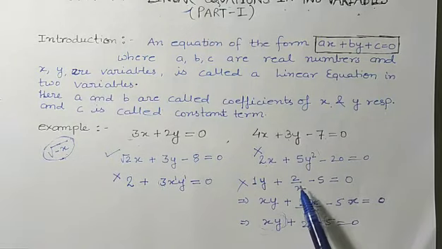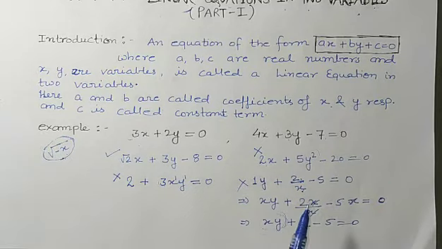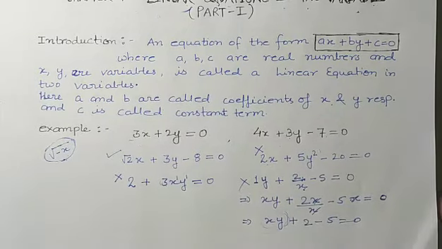Okay, and how can you check directly? Since this x is in the denominator, when you shift it, you will get x to the power minus 1. So the power should not be minus 1, students. The power should be 1 only in linear equations in two variables. So students, like this we can check whether it is a linear equation or not.